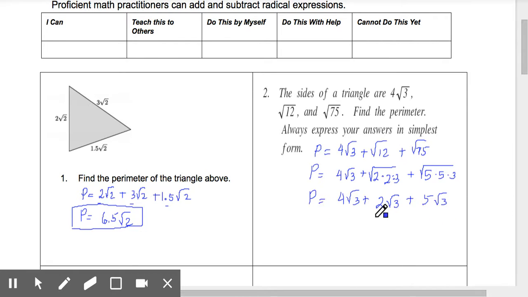So now we see that all these radical expressions have the same index and the same radicand. Therefore, we can combine them together. So we'll add 4 plus 2 plus 5, which will give us 11. 11 square root of 3. So here we have 11 square root of 3. This is the perimeter of the triangle.